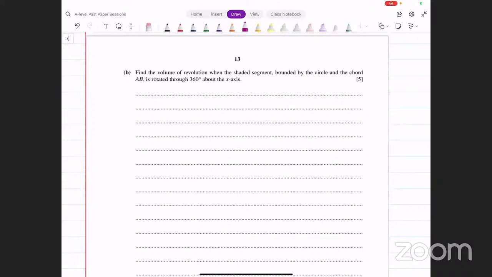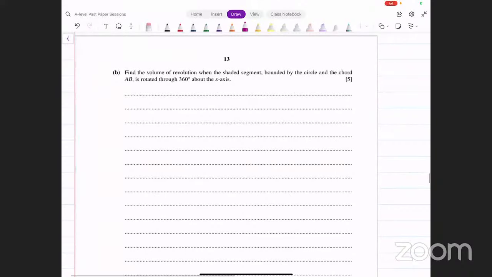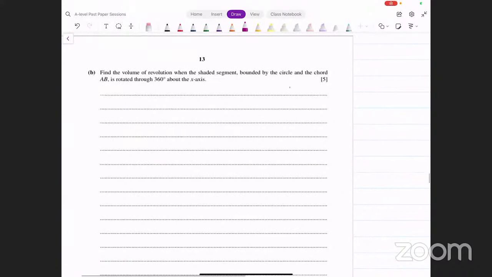Volume of revolution about x-axis. What's the formula? You can write that down. Your formula sheet पे नहीं दिया होता. You have to remember this. Volume of revolution about the x-axis, that is pi into integral of y square dx.